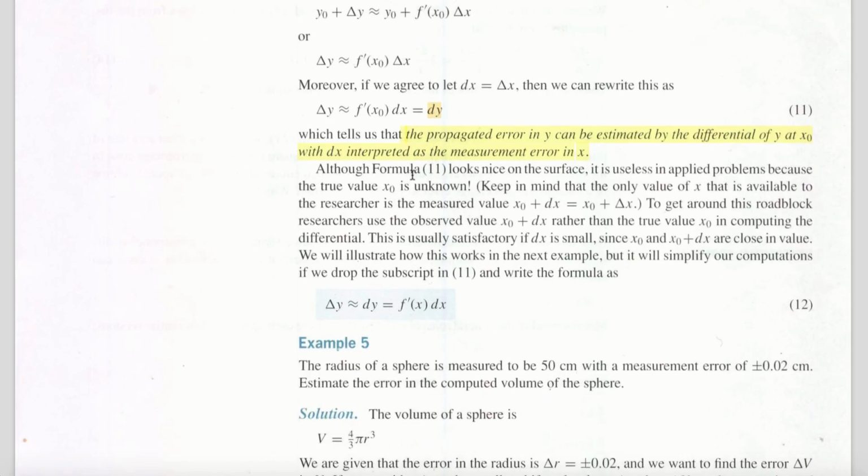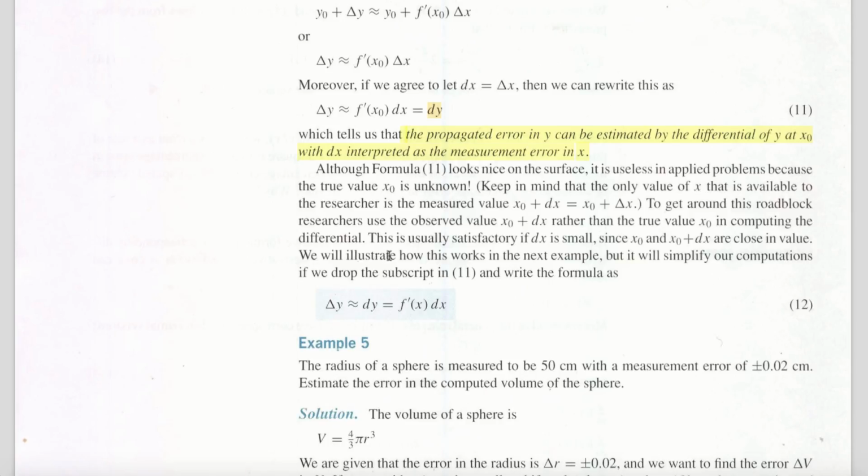Okay, although formula 11 looks nice on the surface, it's useless in applied problems because the true value of x naught is unknown. Keep in mind that the only value of x available to the researcher is the measured value, x naught plus dx, which is x naught plus delta x. To get around this roadblock, researchers use the observed value, x naught plus dx, rather than the true value, x naught, in computing the differential. This is usually satisfactory if dx is small, since x naught and x naught plus dx are close in value.